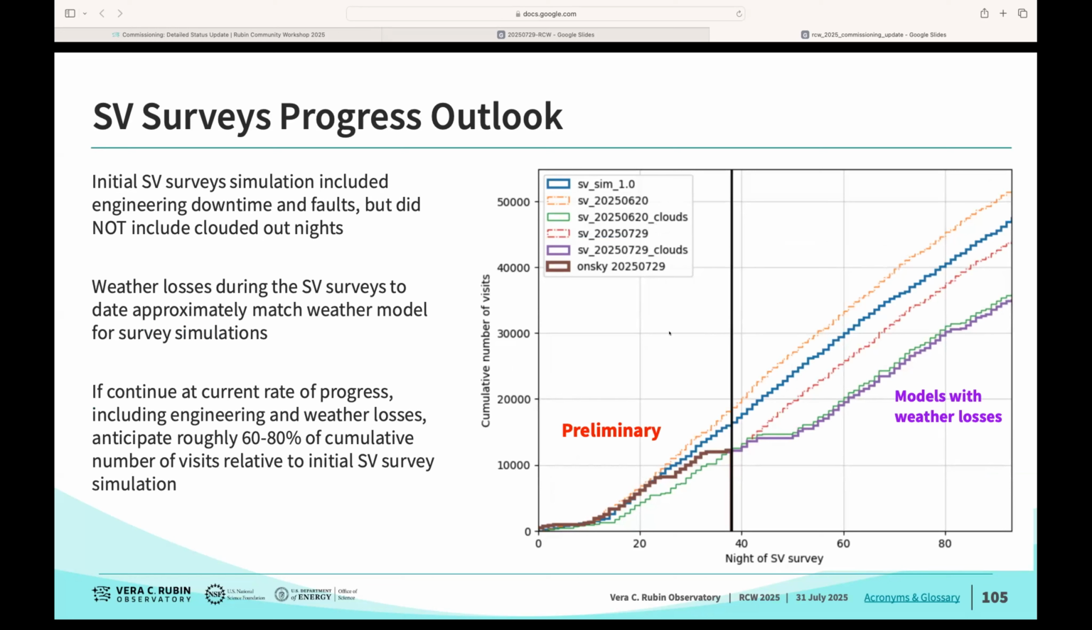So if you look at the curves that are shown in green and purple on the plot on the right, this is showing models where if you include engineering time, weather losses, and this is a very rough prediction, but maybe we would get something like 60 to 80% of the cumulative number of visits in the initial SV survey simulation that did not include weather losses. So this is maybe an estimate of where we would expect to land.